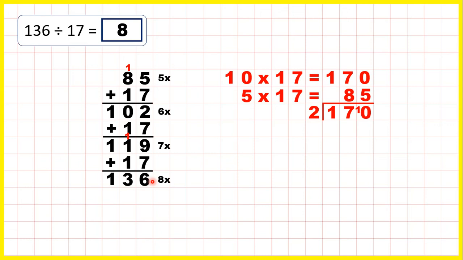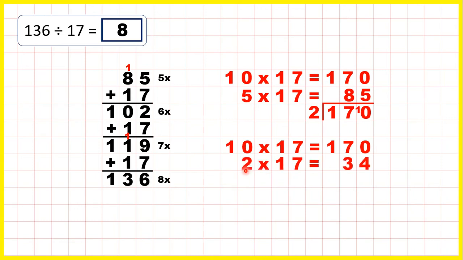so once we'd worked out that 85 is 5 times, we could have continued counting on to get to 8 times. Or, once we knew that 10 times 17 is 170, we could have just worked out 2 times and subtracted it, because if you work out 10 times and you subtract 2 times, that will give you the answer to 8 times.